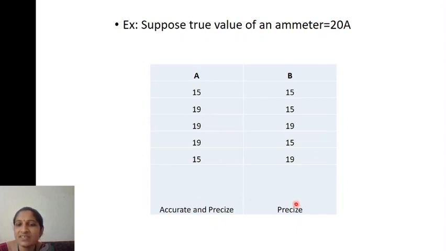Whereas B is only precise. That means many times it has repeated 15, but it is not close to 20. So it is only precise and not accurate.